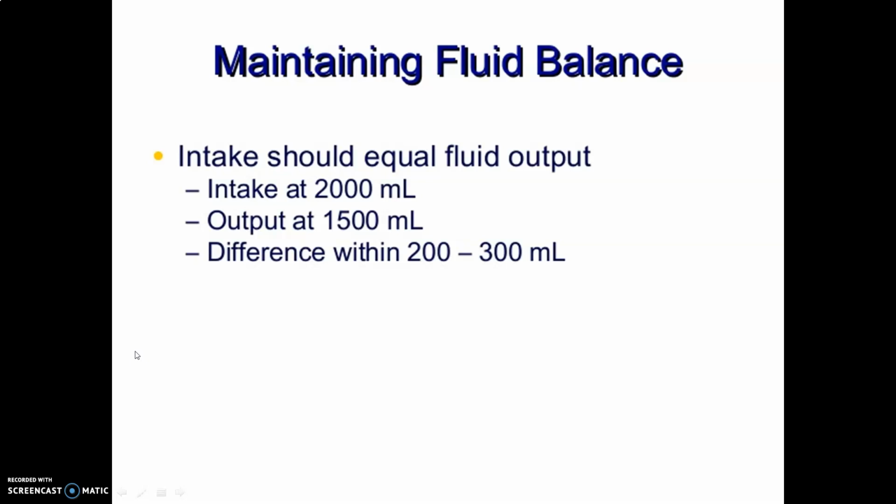So it always has to be equal, because if your output is lesser than the intake, then it leads to complications. If your intake is lesser than your output, then again it will lead to another kind of disorders. So everything has to go hand in hand. It has to maintain the minimum equilibrium. Say, suppose your intake is 2000 ml and output is 1500 ml, then the difference is within 200 to 300 ml. This is a basic thing.